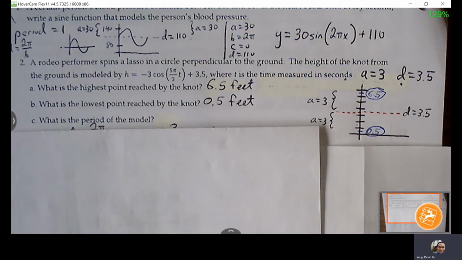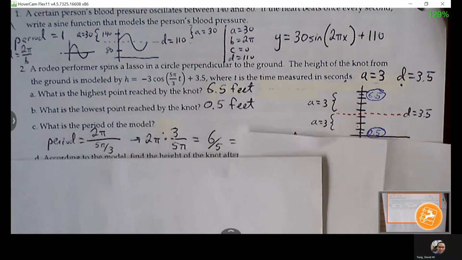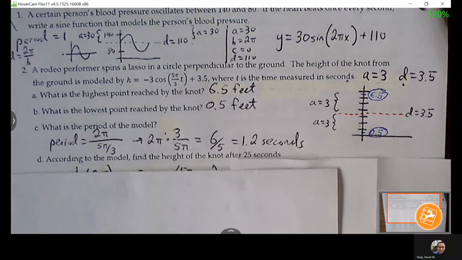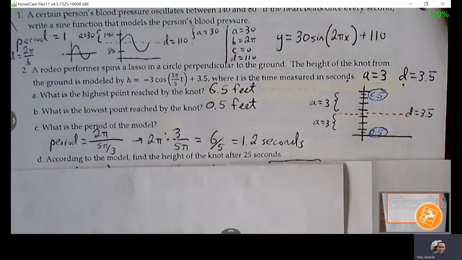Okay, part C. We know our B value, so we should be able to figure out the period of this model. Our B value is 5 pi over 3. The formula is 2 pi over B to find our period. What did you guys get for C, the period of the model? 6 over 5.